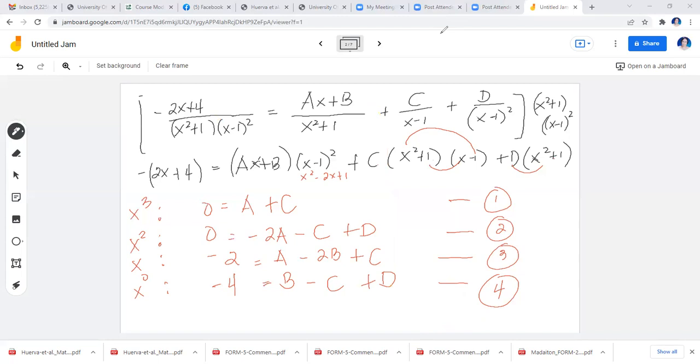This is integral calculus. Just clear my markings. Do you have any questions?